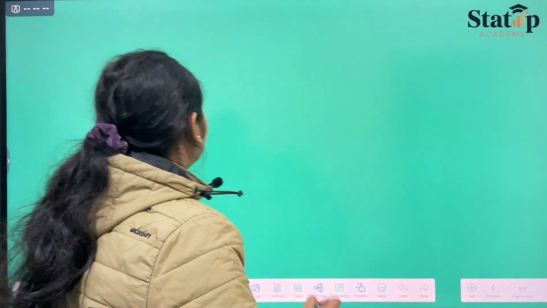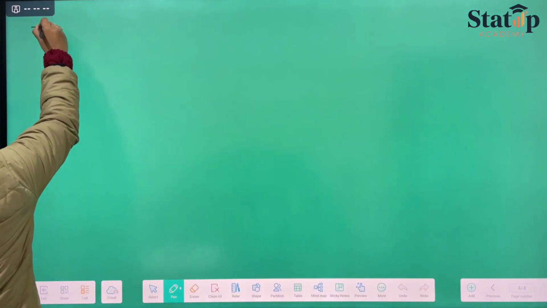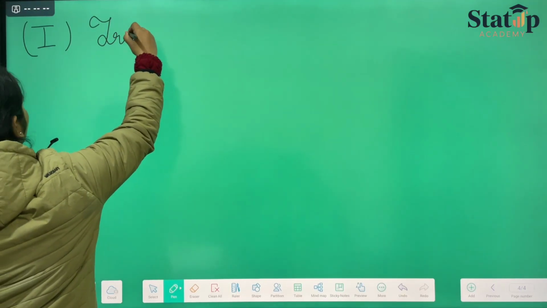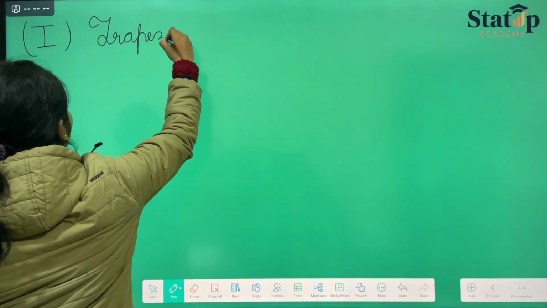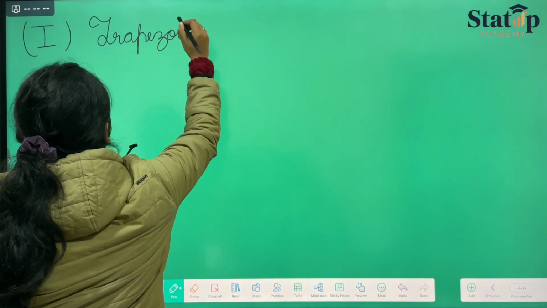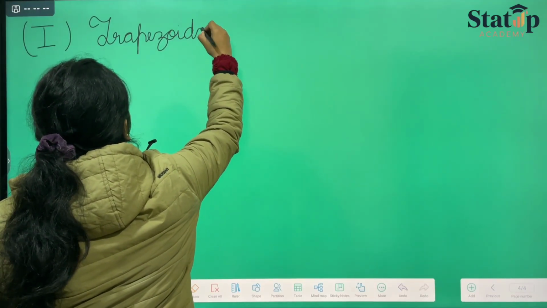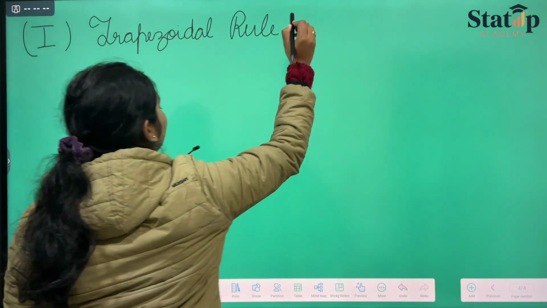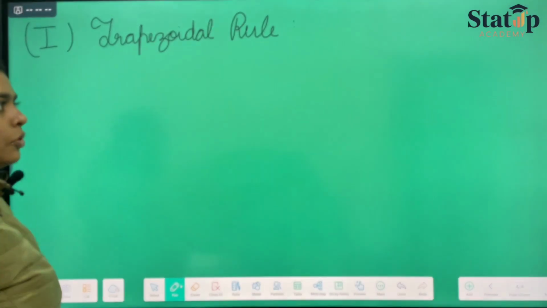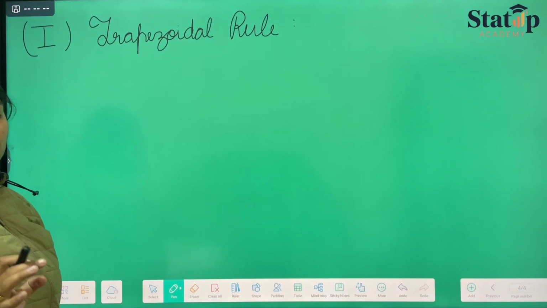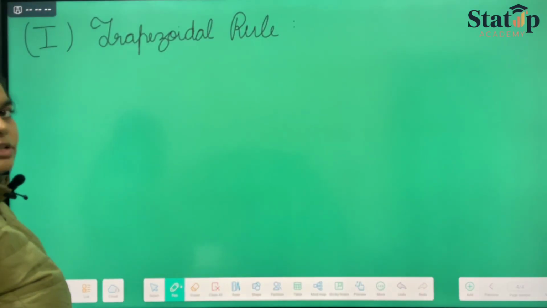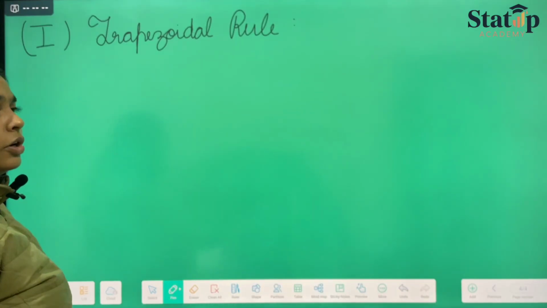So the first rule is the trapezoidal rule. I will tell you a little bit about how it comes, and for the examination it is important that you just know the final formula and how to apply it to any function that has been given to us. That's all you want to know.